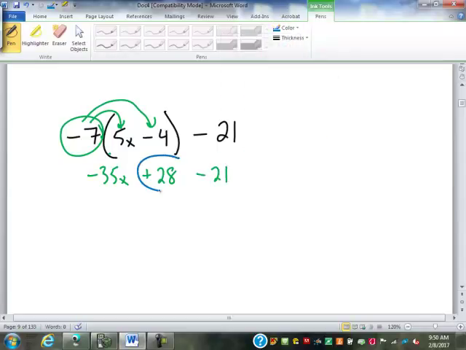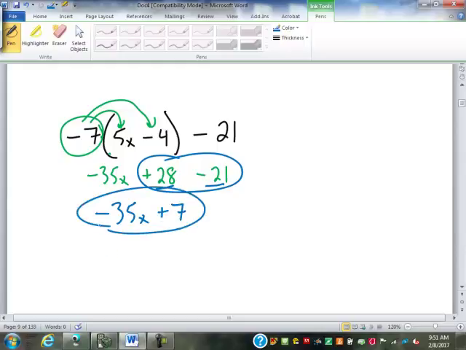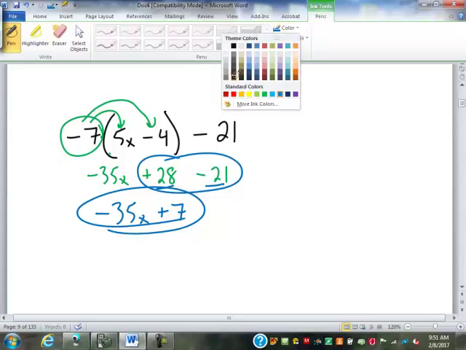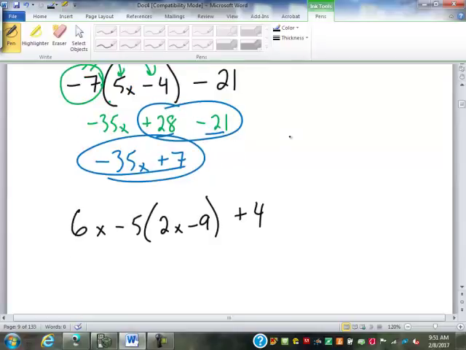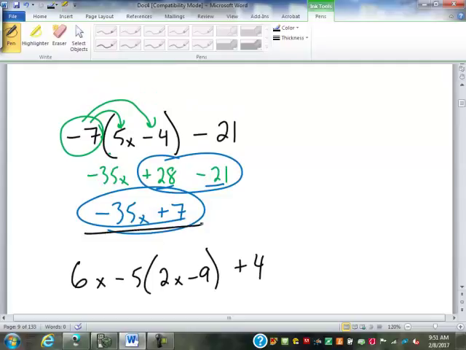It has to combine with the 28. They're both whole numbers, or integers, actually. So the negative 35x does not change. 28 minus 21 is 7. Now again, it's a positive 7, so I got to put a plus in front of it to connect the two digits. Similar to the one we did to start off class. Nope, there's no equal sign in it, so that's it.